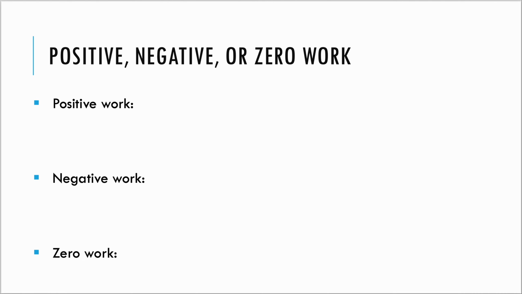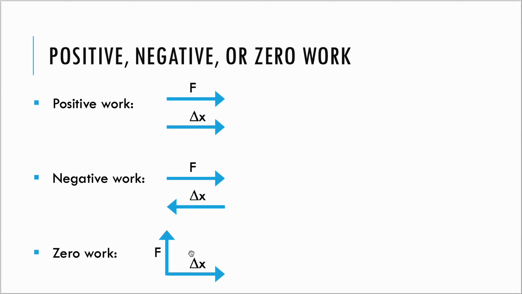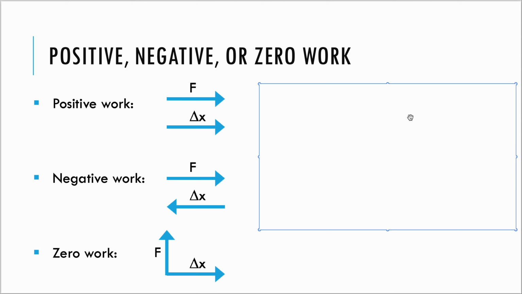We also need to know if the work done on an object is positive, negative, or zero. When we have positive work, it means that the force is in the same direction as the displacement. We have negative work when the force and the displacement are in opposite directions. And we have zero work when the force is perpendicular to the displacement. So whenever you calculate work, always ask yourself, what is the sign of the work?